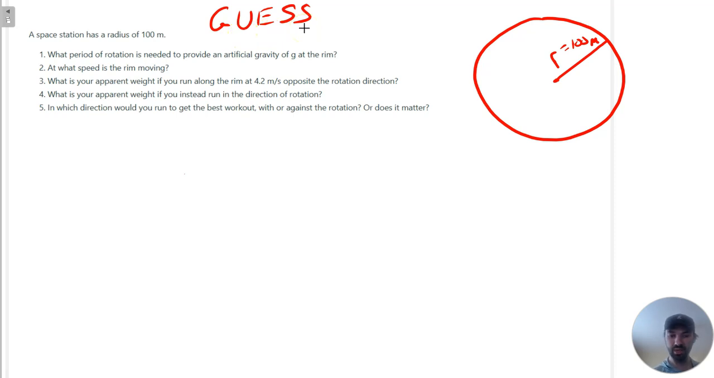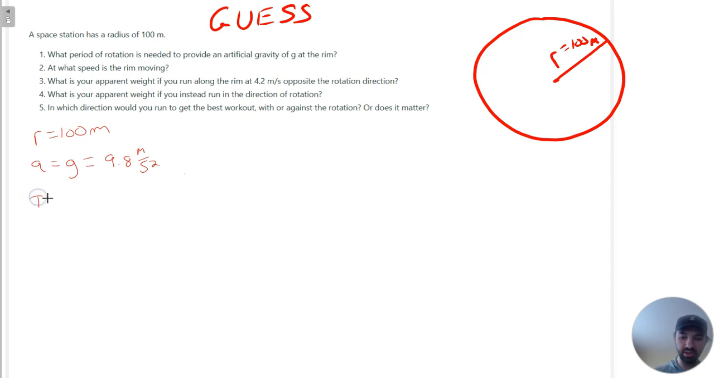Let's do it. A space station has a radius of 100 meters. That's a given. Radius equals 100 meters. What is the period of rotation needed to provide artificial gravity of g at the rim? All right, so they told us that g is our acceleration. I don't know what you use in your class. We're going to use 9.8 meters per second squared right now. I'm not going to worry about significant figures right now. I'm just going to solve stuff. You do the significant figures that you need to do for your specific class.